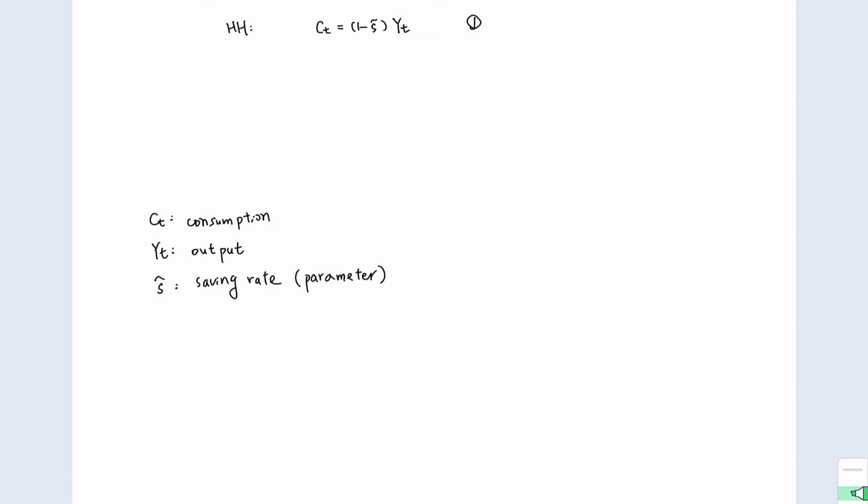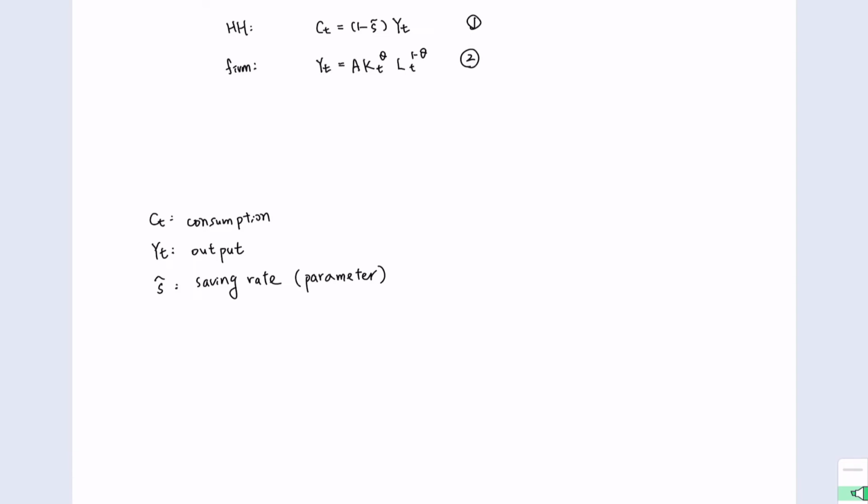Now let's take a look at the setup for the Solow model. For the household problem, we say that the household consumes a portion of their income. Here, C is the consumption, Y is the output, which is also the income, and S tilde is the saving rate, which here is a parameter.